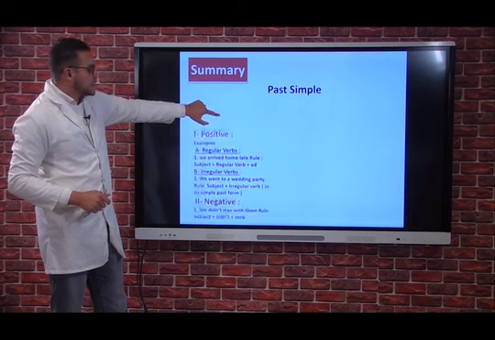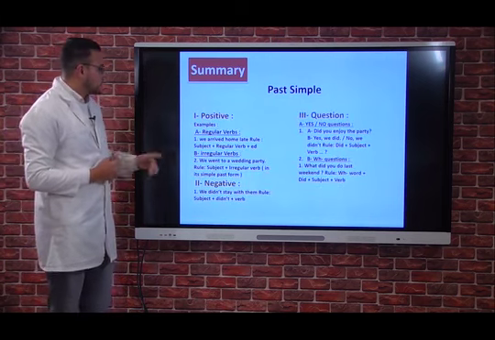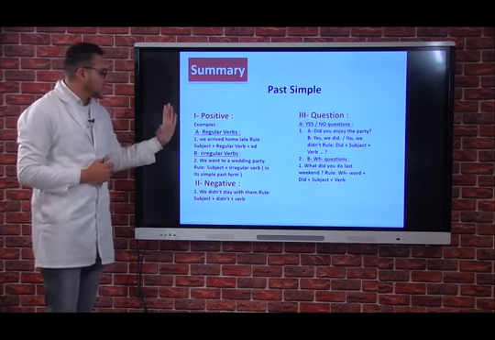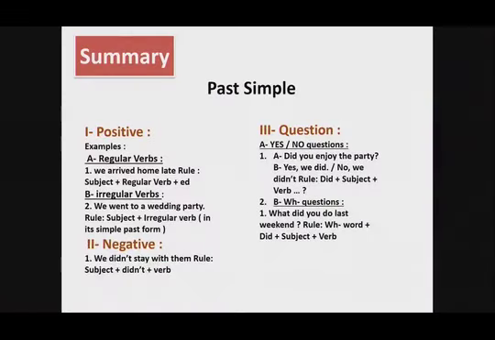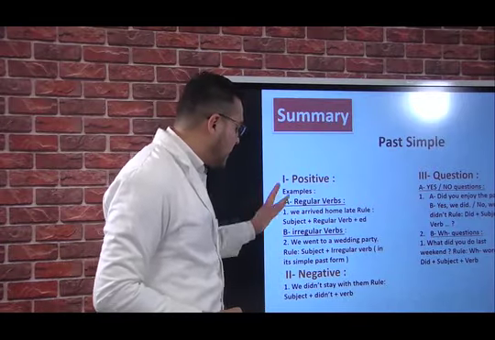So let's revise what we have seen before. Let's recapitulate here. Concerning the positive form with regular verbs, it's verb plus ed. We arrived home late. The rule is subject plus regular verb plus ed. As I said, for irregular verbs, you need to check the list. And by the way, you need to learn this list by heart, okay?